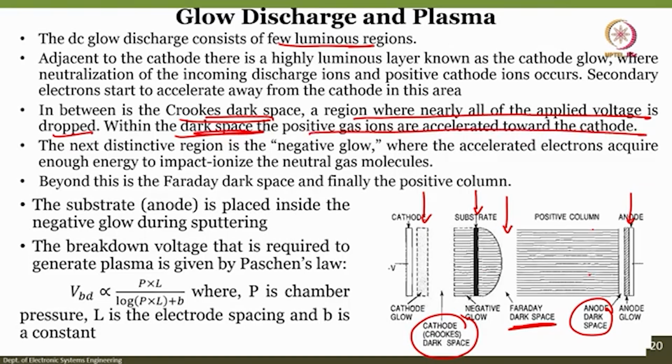The next distinct region is the negative glow, where the accelerated electrons acquire enough energy to impact ionize the neutral gas molecules. Now, beyond the Faraday dark space, which is this one, and finally the positive column, the substrate is placed inside the negative glow during the discharge, or during the sputtering.